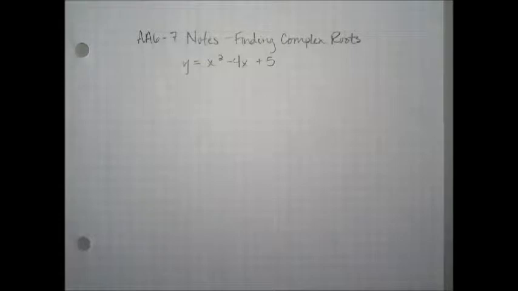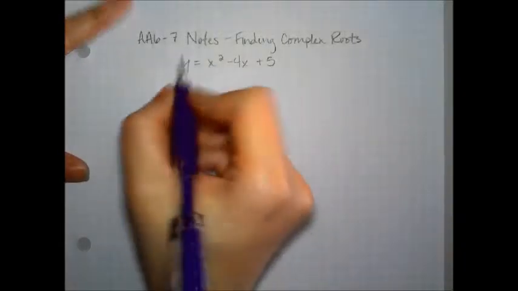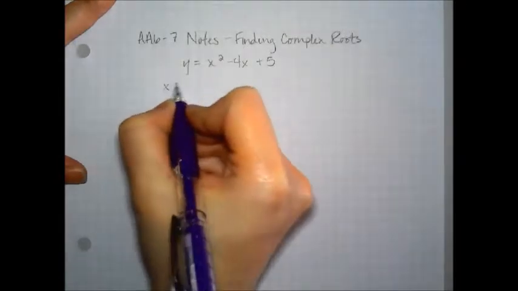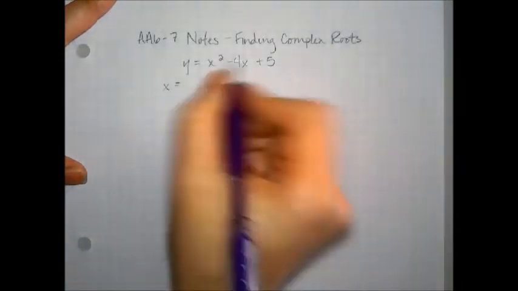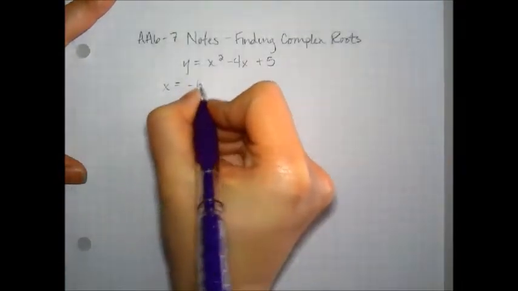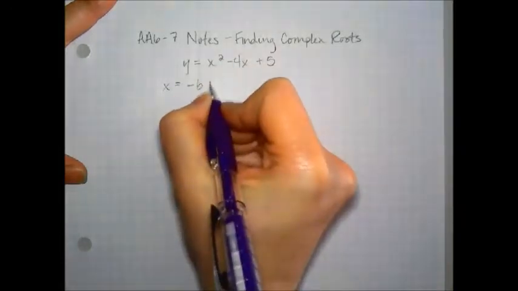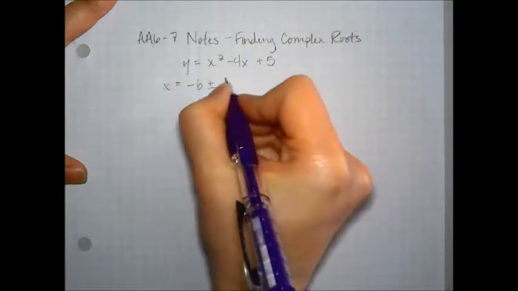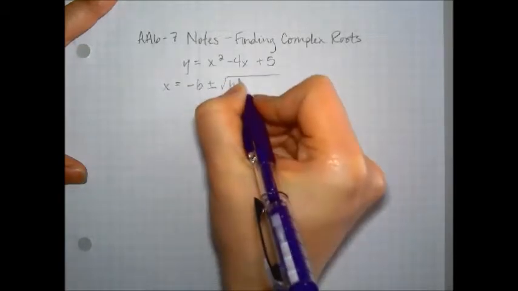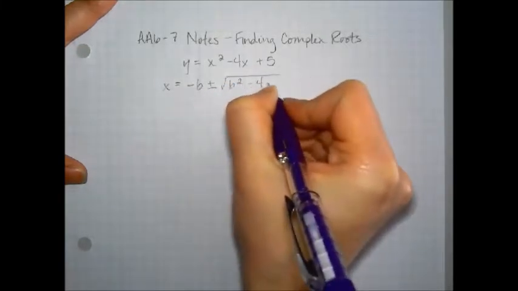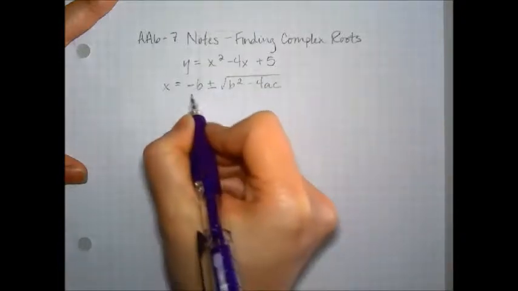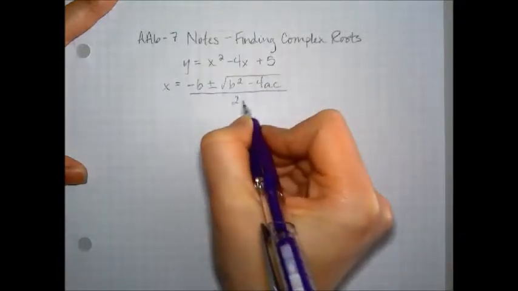So, we're going to be using the quadratic formula, and just to review that, I know some of you are perfectly comfortable with it, but others are not. So that quadratic formula is x equals negative b. Make sure that negative is very, very clear in your notes. Plus or minus the square root of b squared minus 4 times a times c, all divided by 2a.